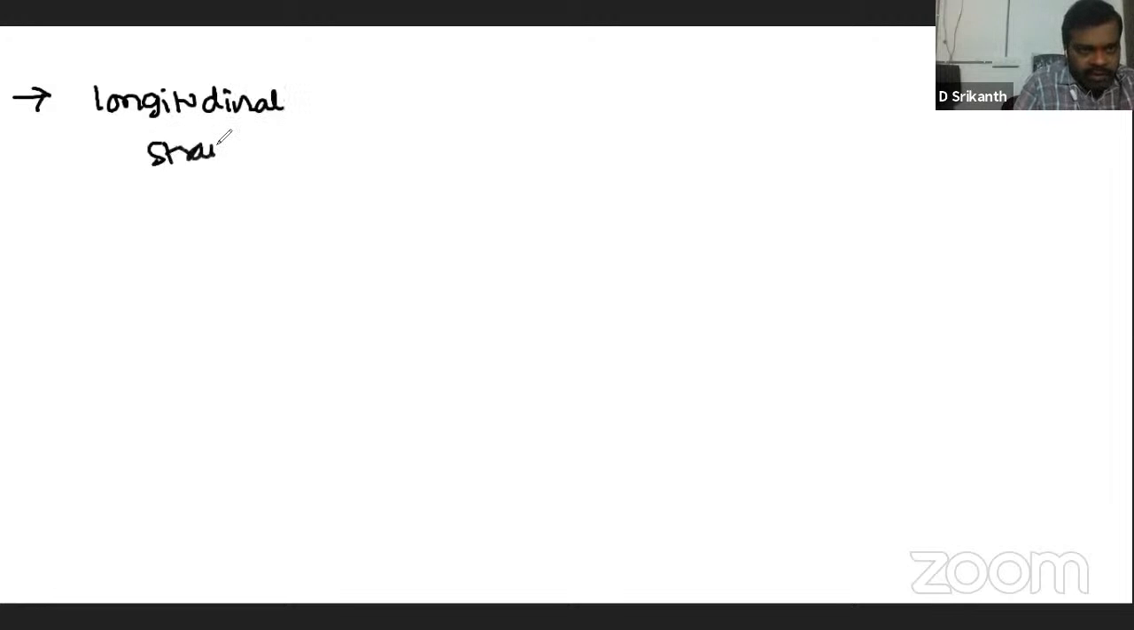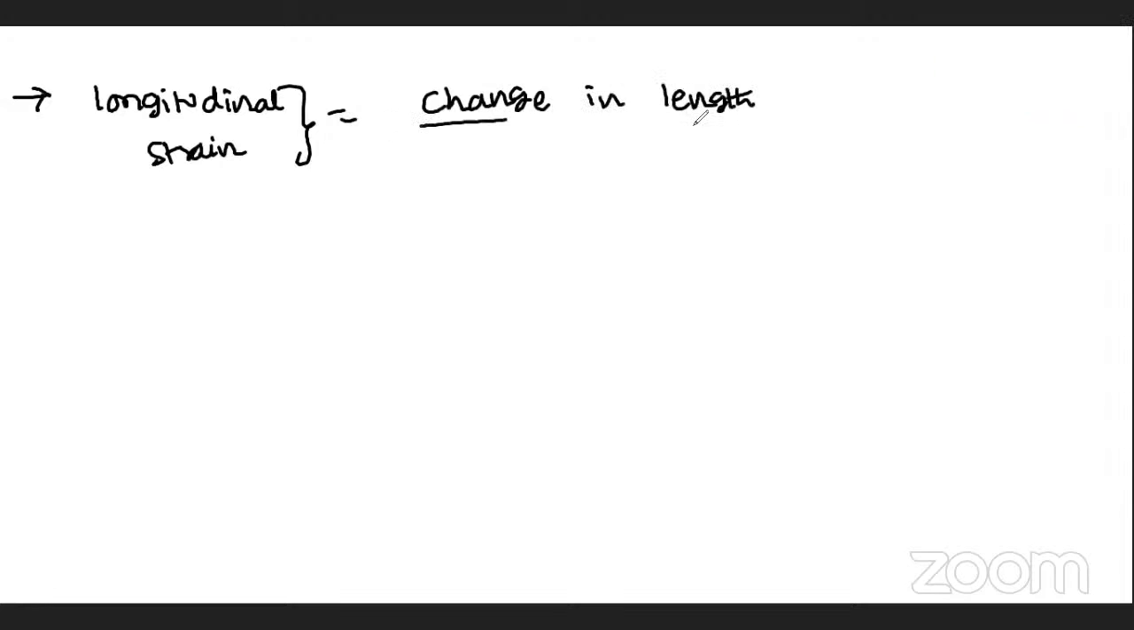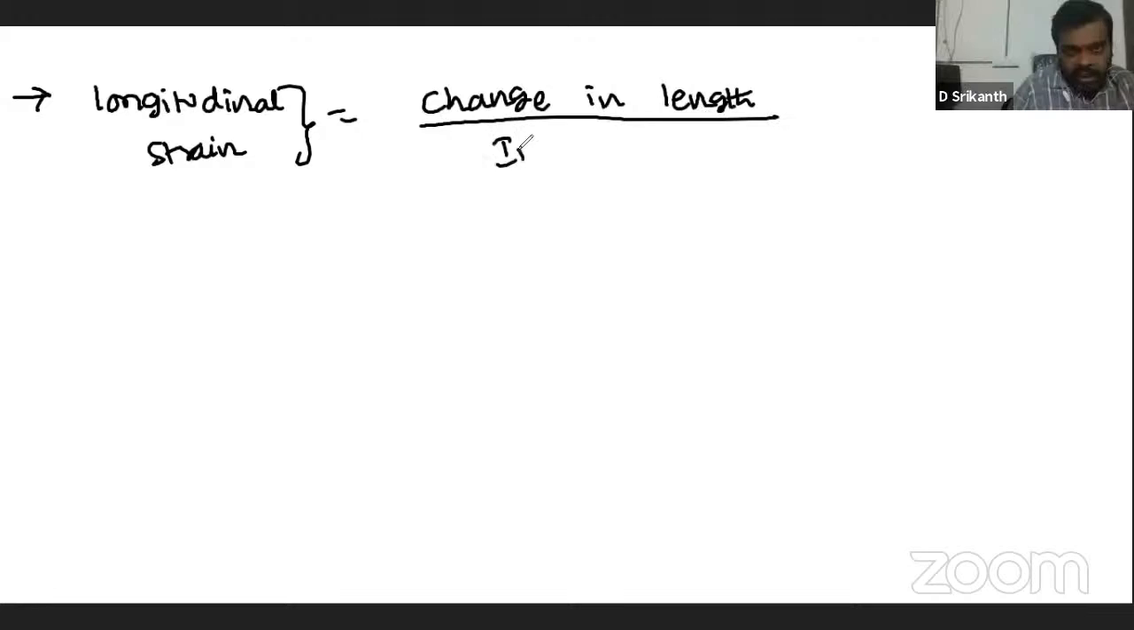Next one. In the last class, we discussed the types of strain. Number one, we have the longitudinal strain. Longitudinal strain is defined as the change in length to the initial or original length.